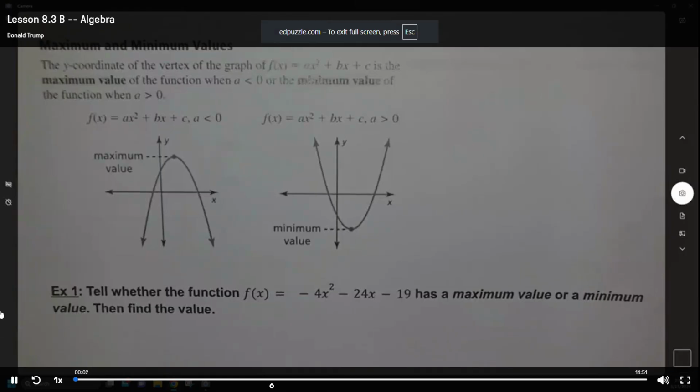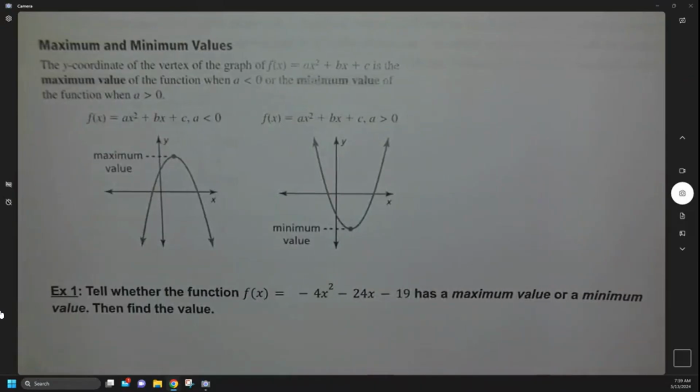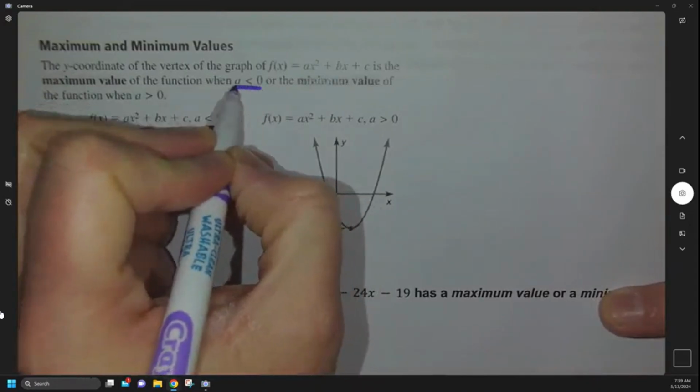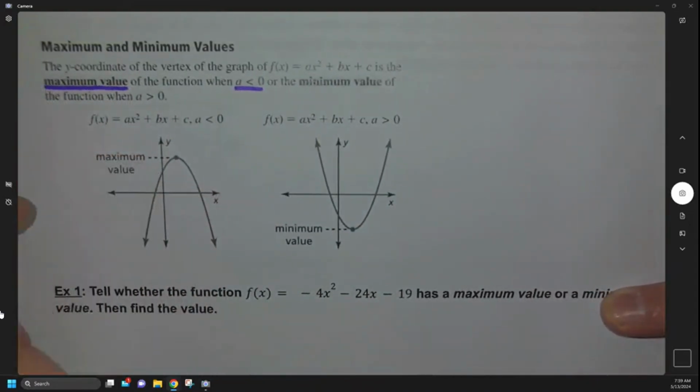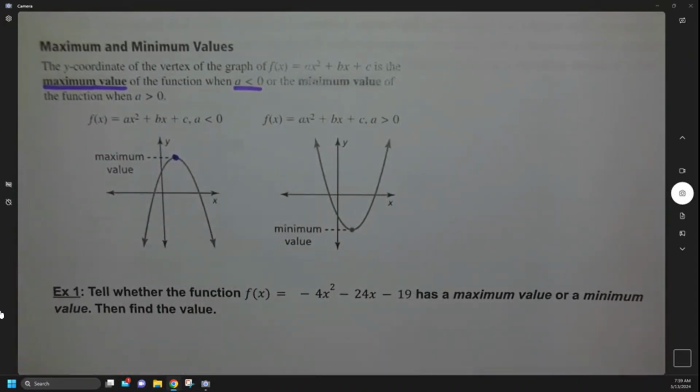This is lesson 8.3b. In this lesson, we're going to continue talking about quadratic functions, and specifically, we're going to be talking about minimum and maximum values. So if you're looking at this diagram up here, it says that the y-coordinate of the vertex for that standard equation is the maximum value of the function when a is less than 0. So if a is less than 0, we have a maximum value, because the graph is facing downwards.